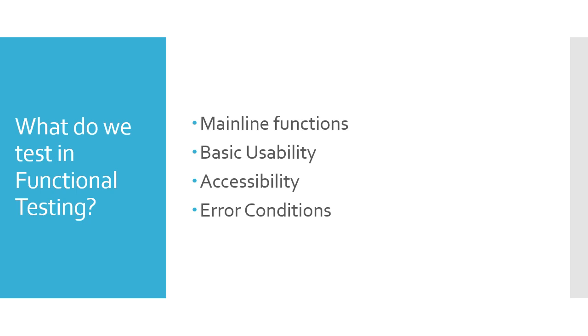Then, basic usability. It involves basic usability testing for the system. It checks whether a user can freely navigate through the screen without any difficulties. Then, accessibility. It checks the accessibility of the system for the user. Then, error conditions. The usage of these testing techniques is to check for the error condition. It checks whether suitable error messages are displayed.